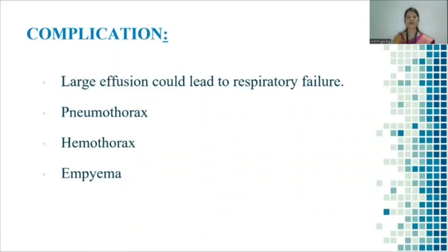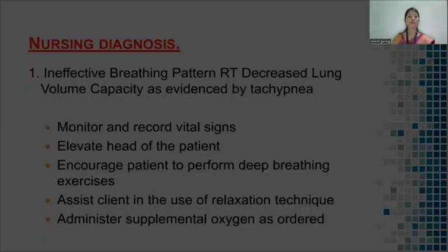Next, coming to the complications. The complication can be a large effusion that can lead to respiratory failure. Then they can have a pneumothorax, which is the presence of air in the thoracic cavity. Then hemothorax, presence of blood in the thoracic cavity. And lastly, empyema, presence of pus.